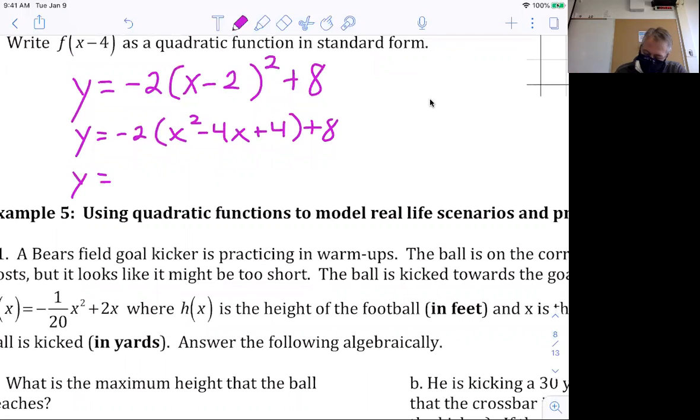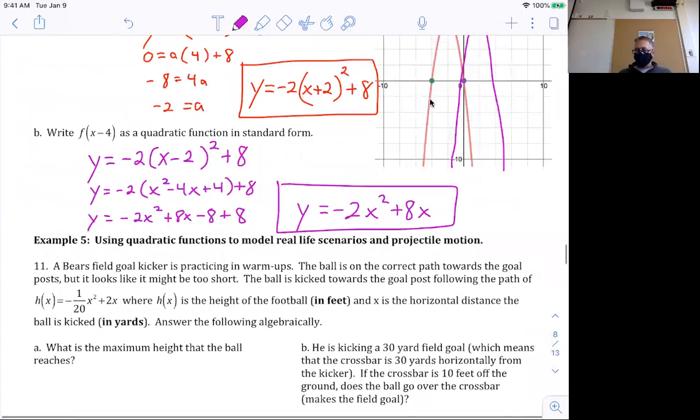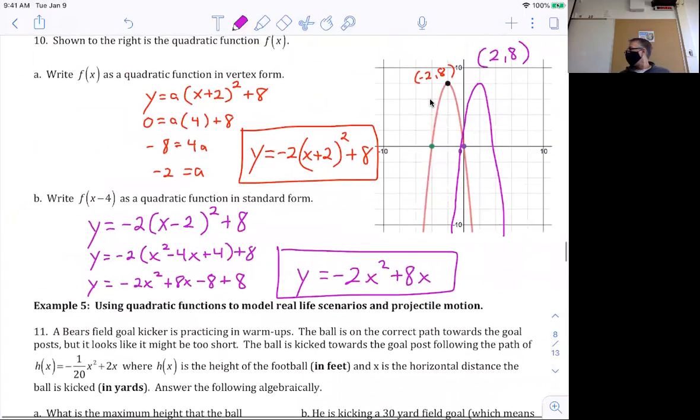So I have y equals -2x squared plus 8x minus 8. And then I have my plus 8 on the end, meaning our final answer is y equals -2x squared plus 8x. So that is in standard form. All right, so good example of vertex form and standard form.